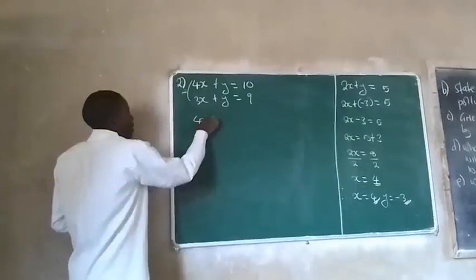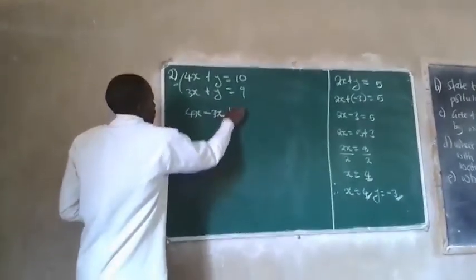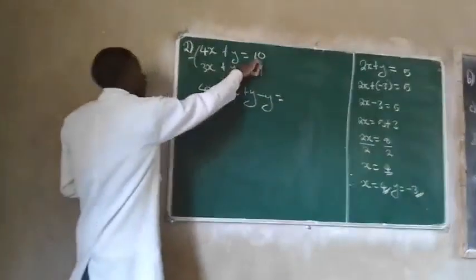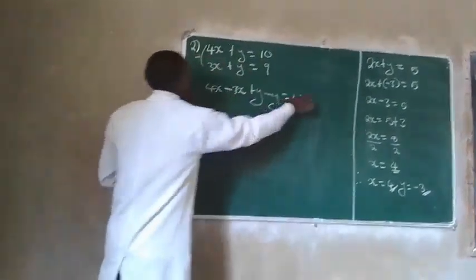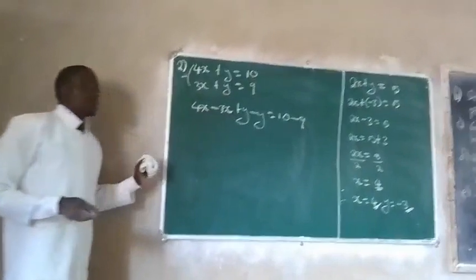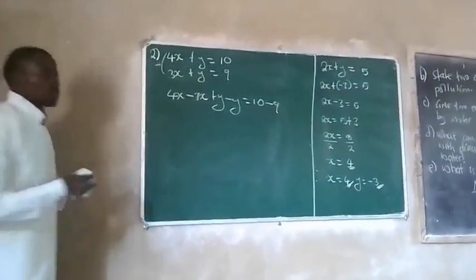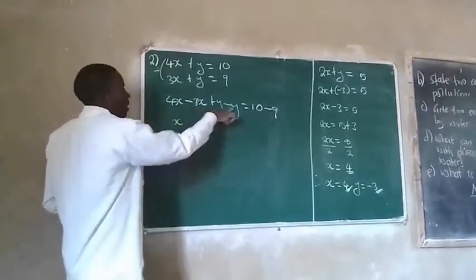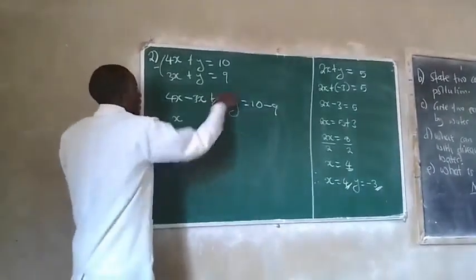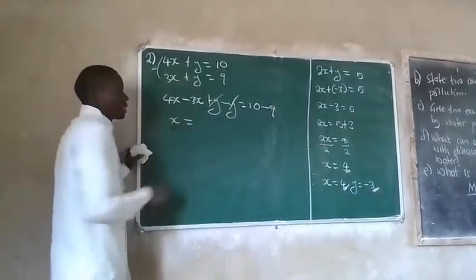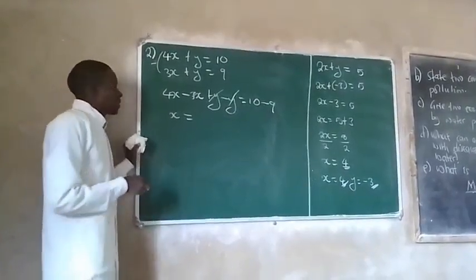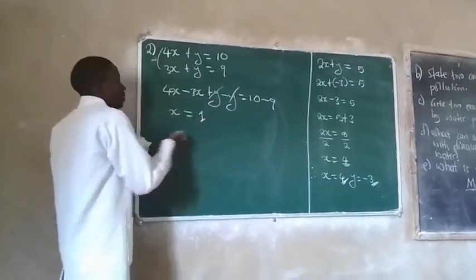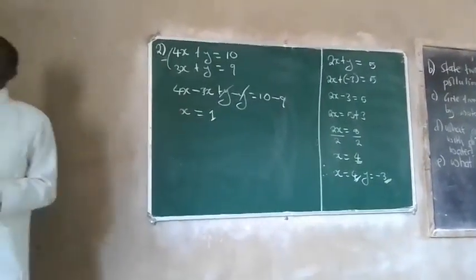Minus 3x plus y minus 1 equal to 10 minus 9. So 4x minus 3x will remain with x. So just x. Then y minus y is a 0. So they are cancelled. So we have eliminated them. Now we are saying x is equal to 10 minus 9, 1. So the value of x is 1.